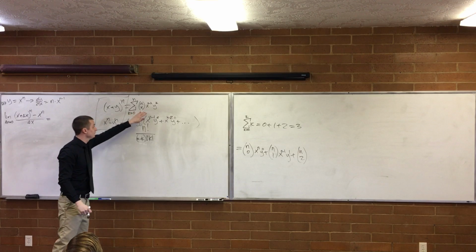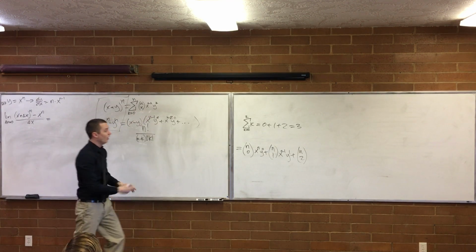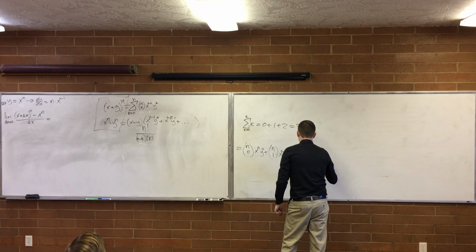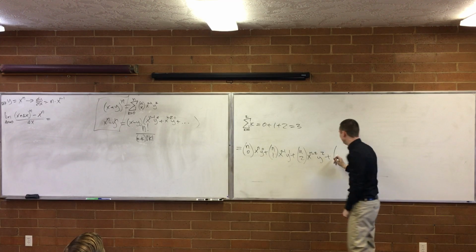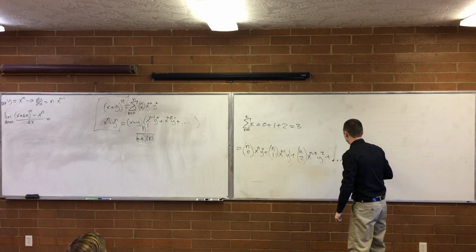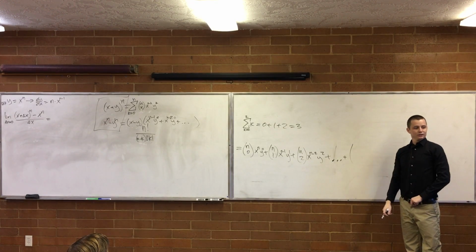Just what you get when you plug in 0 to that, plus what you get when you plug in 1 to that, plus what you get when you plug in 2 to that, all the way to x to the n minus 2, y to the 2, plus what's my last term going to be? You instantly fail this class if you do not tell me what this term is going to be. Y to the n.